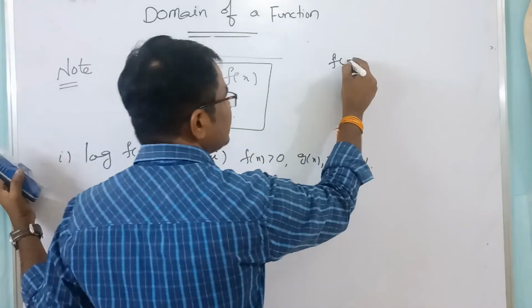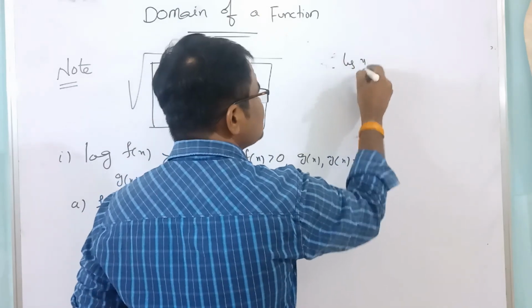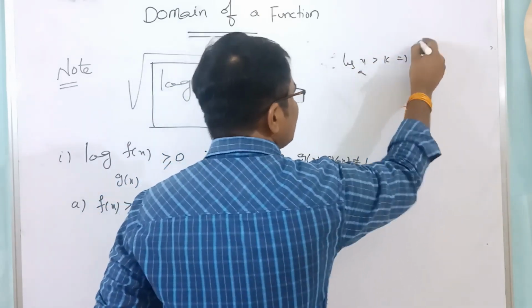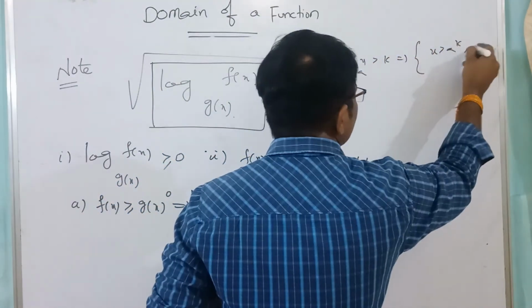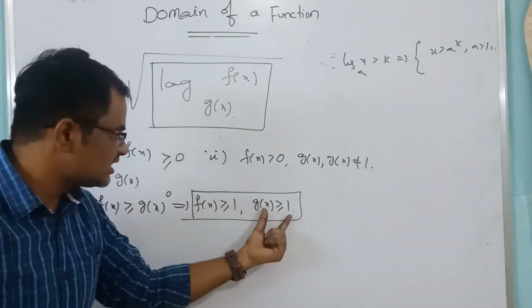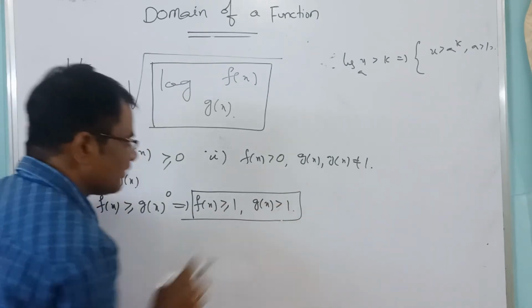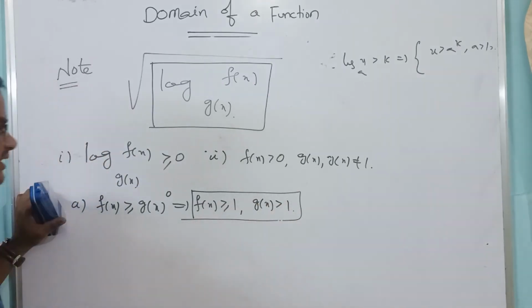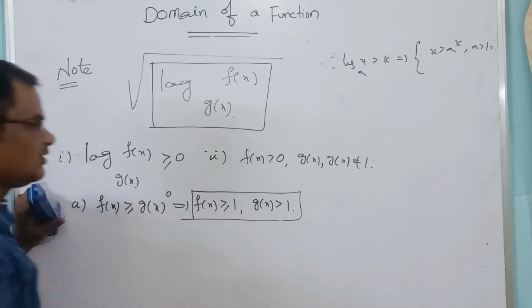We have taken one like this: log x to the base a greater than or equal to k gives x greater than or equal to a power k when a is greater than 1. In place of a, what is there? g of x. g of x is greater than 1. So then f of x is greater than or equal to 1.